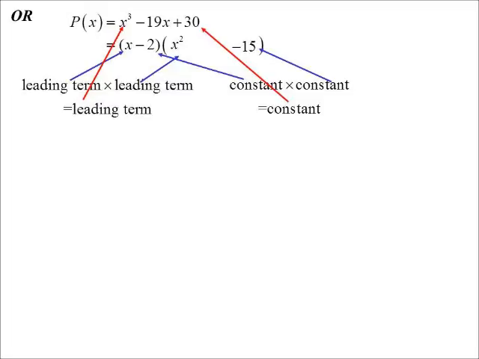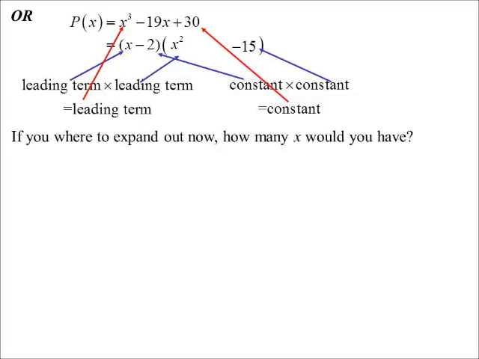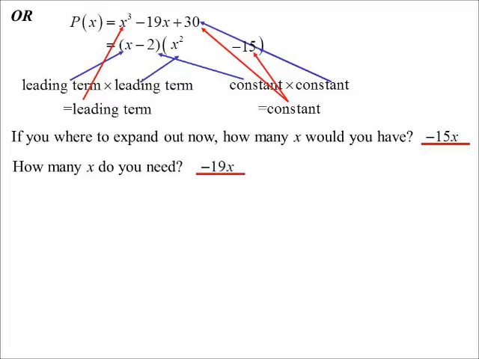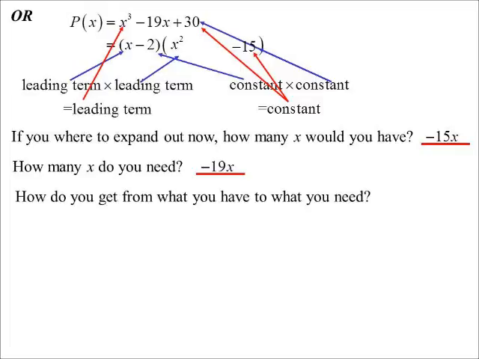How many x's are going to be in there? Well, if I was just to leave it like this and expand it out, I would have minus 15x. I want minus 19x. So therefore, I need another minus 4x. So minus 2 times what would give me minus 4x?